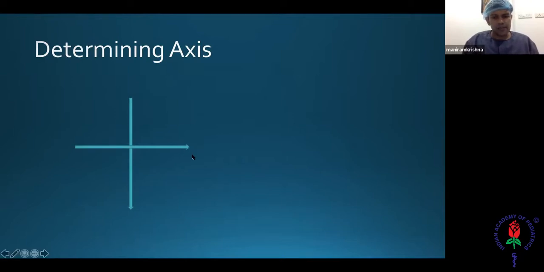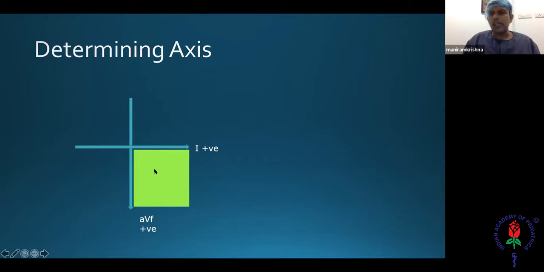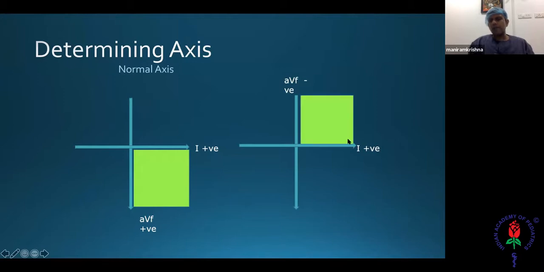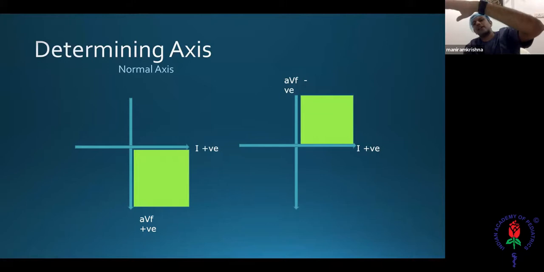So this, as we know, is lead one, and this is AVF. And whenever both of these are positive, this is the normal axis. We know that the electrical activity travels from the sinus node and excites the ventricular myocardium in this direction, and that is what you see in a normal axis. Now, supposing AVF is negative and lead one is positive, then by the rule of the graph, you need to plot it in this particular quadrant. And if you imagine, the axis has swung anticlockwise or towards the left. So the normal axis has been pushed leftward, and that is why we call it left axis deviation.